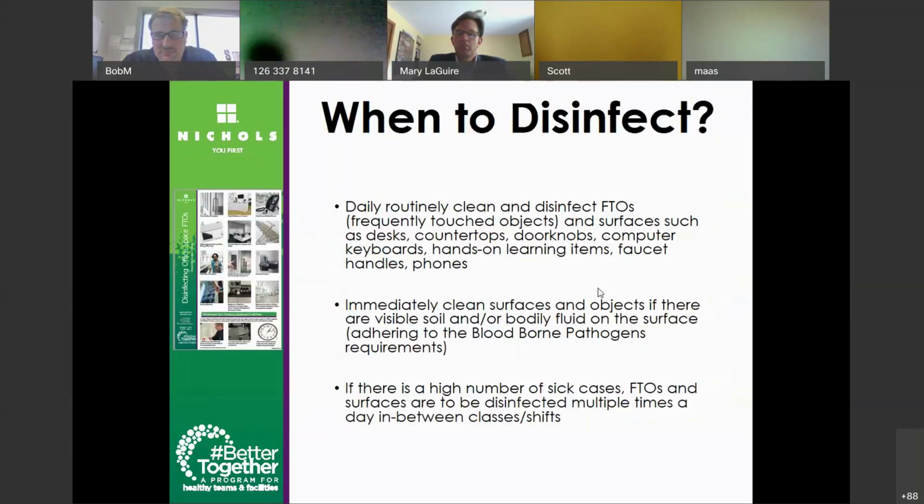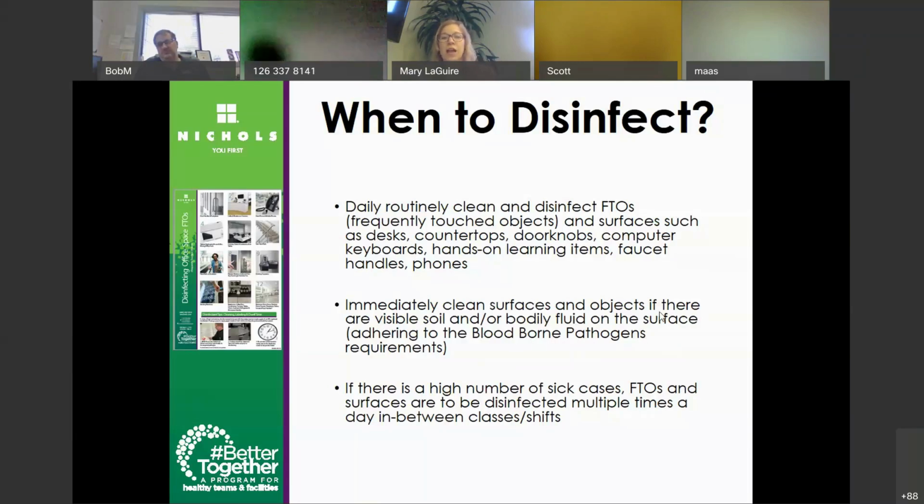Now let's talk about when to disinfect. So whether we're in a pandemic right now or not, it's important to have a good daily cleaning routine where you're cleaning and disinfecting all of your FTOs, your frequently touched objects and surfaces such as desks, counters, doorknobs, computer keyboards, hands-on learning items, faucet handles, phones, and it's important to have those all identified as well. We have a poster here on our training website, and again, a video to accompany it that points out in an office setting what all those FTOs are.